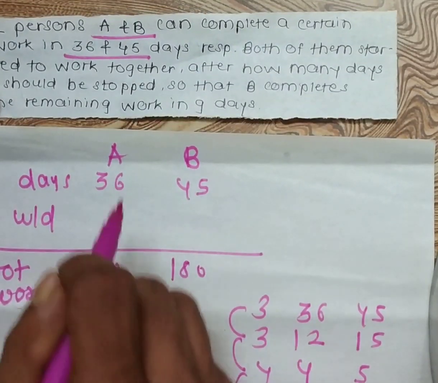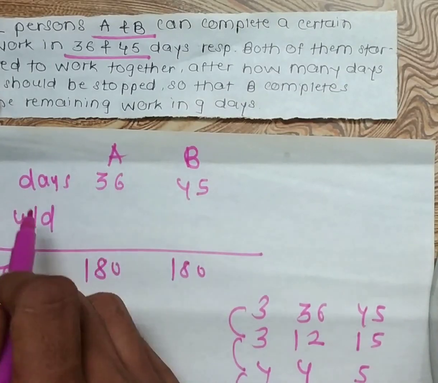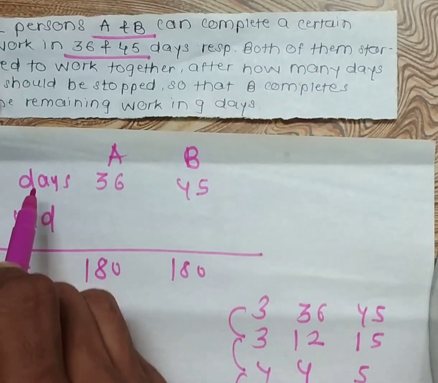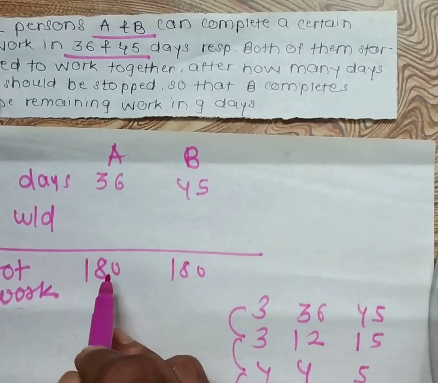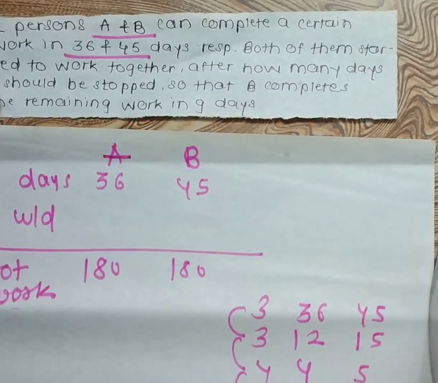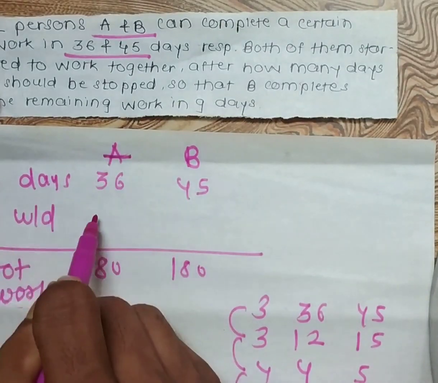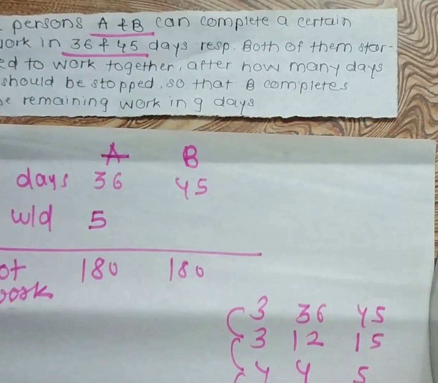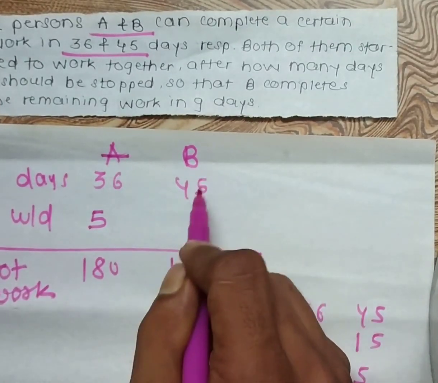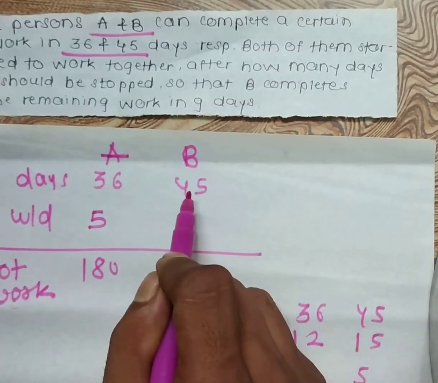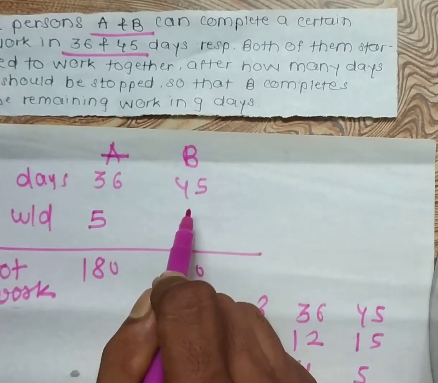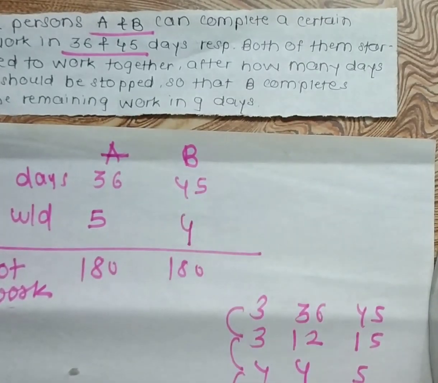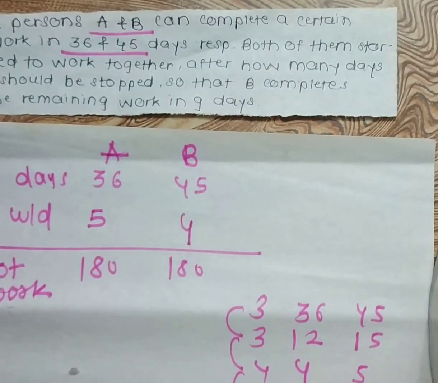Now 180 work A is completing in 36 days, means what? The speed of A will be total work upon days, because the formula is days into work per day is equal to total work. Total work is 180 and he is completing this work in 36 days. 36 5s are 180, so A's speed has to be 5 work per day. Similarly for B, 45 4s are 180, so B's speed is 4 work per day, so that in 45 days B will complete the total work 180.